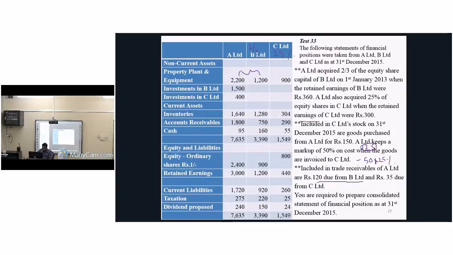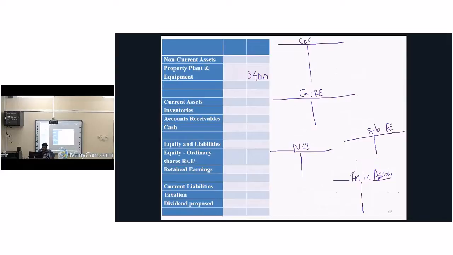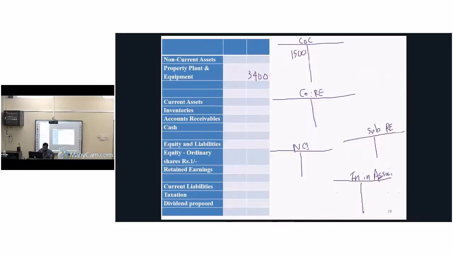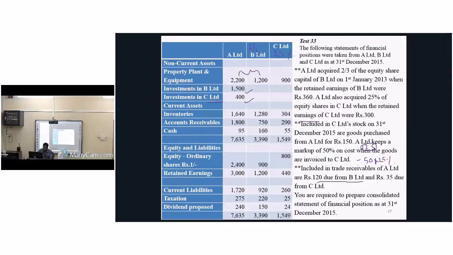Investment, next line, this 1500. It goes, as usual, to cost of control. Can you remember this? 1500. What is next? Investment in C, 400. Where to put this? Remember, investment in C means associate. Therefore, this investment we take into the investment in associate account. Understand? Go back and see.